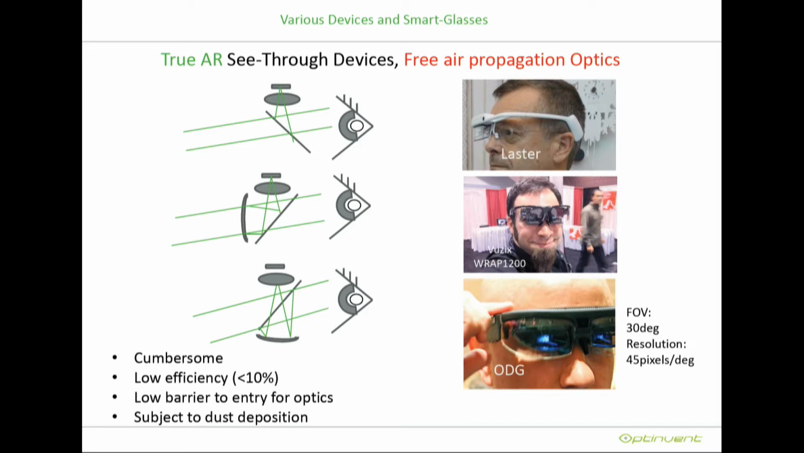They still have big volume in front of the eye, and the efficiency is low because you have a different path. You cross the semi-reflective mirror several times, and there is also a low barrier to entry for the optics, and sometimes it's subject to dust deposition and also a lot of ghost image, right? So it works, but I don't think people would like to have these big things in front of their eyes.